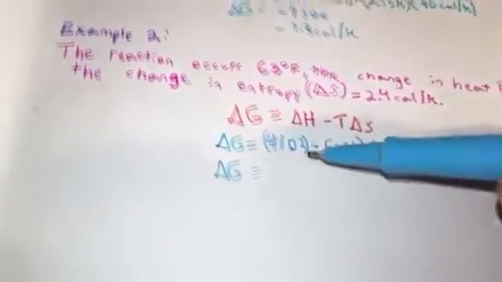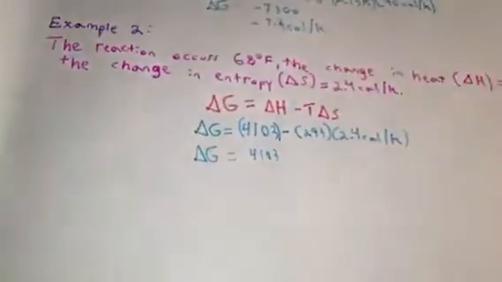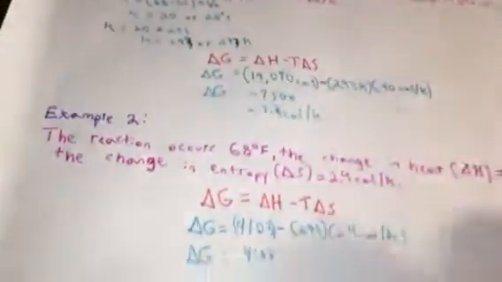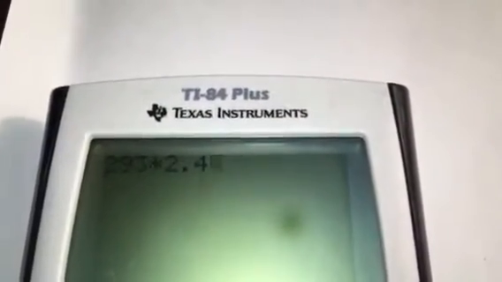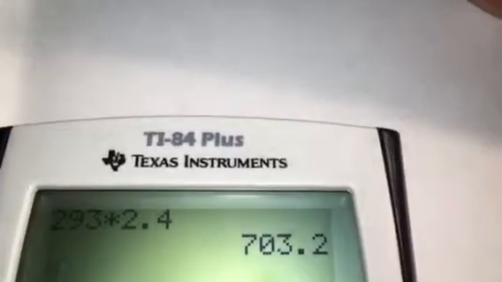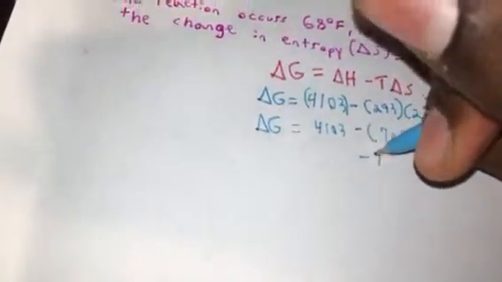Because you're not multiplying the 4,103 by anything at this moment, you can just bring it to the second part of the equation. But here, you first have to multiply 293 times 2.4 to get 703.2. Then you distribute the negative sign, and that'll be negative 703.2. You can just bring down the H.